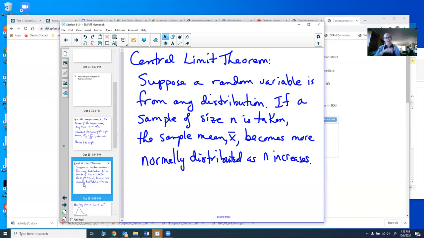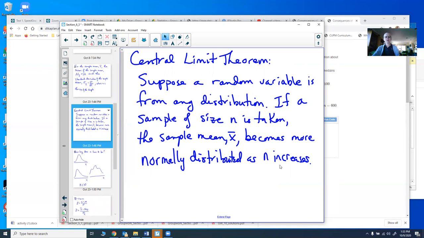Notice in these, all of our graphs looked like a normal distribution. And that actually is what this thing says. Suppose a random variable is from any distribution. It did not have to be a normal distribution originally. Ours was, remember, the finishing times, or the net times, was about a normal distribution. But it doesn't have to be. It could be any distribution whatsoever. And if you notice, as our sample size got bigger and bigger, we got closer and closer to being a normal distribution. And that's what that says: if a sample size of n is taken, the sample mean X bar, that time we were doing median, but same idea, becomes more normally distributed as n increases.